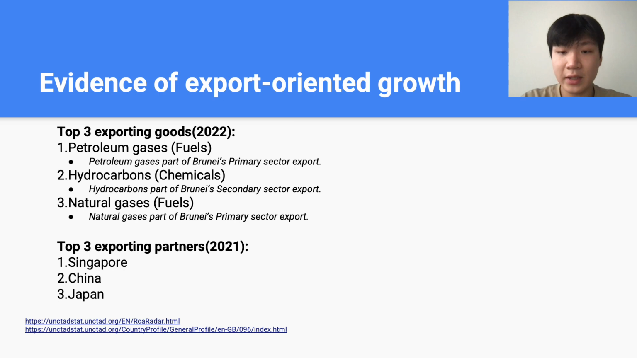Brunei's small size and geopolitical consideration could influence its export choices. Focusing on the niche area like gas and chemicals can help the country manage risk and establish a strong position in global markets. The biggest exporting partners of Brunei are Singapore, China, and Japan.